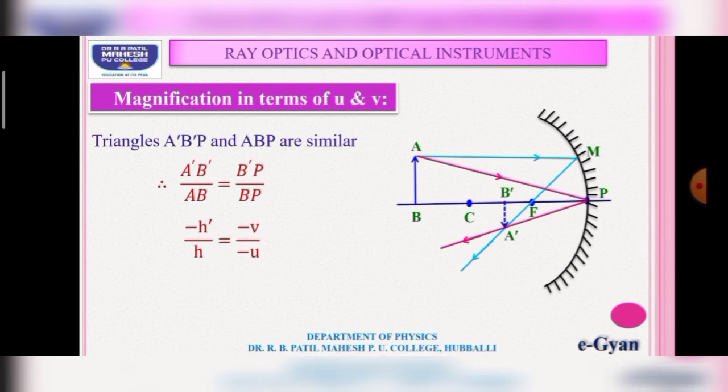Why? Because H dash, V and U, all these distances are measured opposite to the direction of incident light, and H is above the principal axis, hence it is taken as positive, and H dash is below the principal axis, hence it is taken as negative. Further simplifying, we get M equal to minus V divided by U. Okay, this is the expression for magnification in terms of V and U.